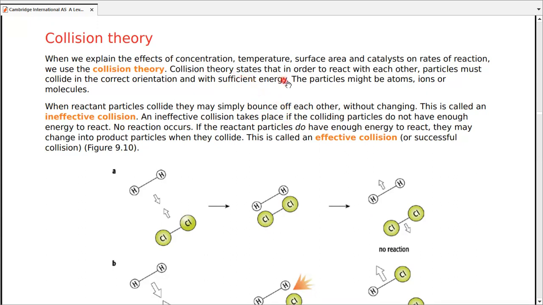Now, collision theory states that in order to react with each other, particles must collide, and they must collide in the correct orientation and with sufficient energy. The word we have been using for the equivalent energy for both reactants and products is activation energy. Now, the particles may be atoms, ions, molecules, or any other kind of species.